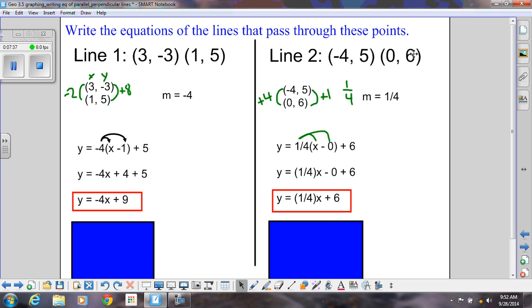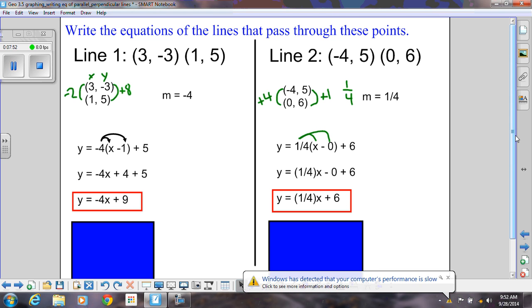Now, I don't know if you noticed this, but 0, 6 is in the format of a y-intercept. So you could have seen right away that this is a slope, this is a y-intercept, and you could just use y equals mx plus b, and you would get this form.